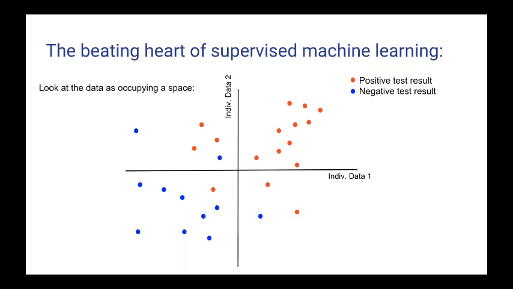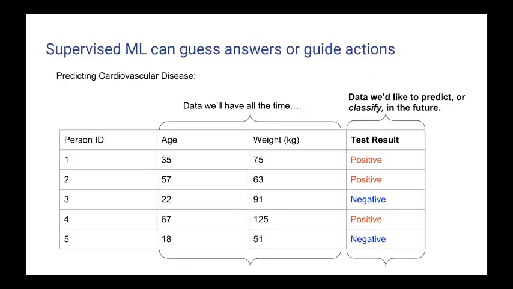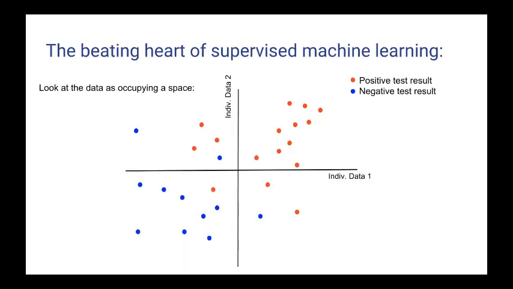So we're going to look at the data occupying space. This is literally the same as this. I just put it on a chart. So now let's say that I've said individual data one and individual data two, but let's say age is on one of these axes and weight is on the other one, or whatever I have. Normally, this is going to be a highly multidimensional space because we have more than two what we call features, but it's easier to show on a two-dimensional plot. So basically, this is just the data set re-envisioned.